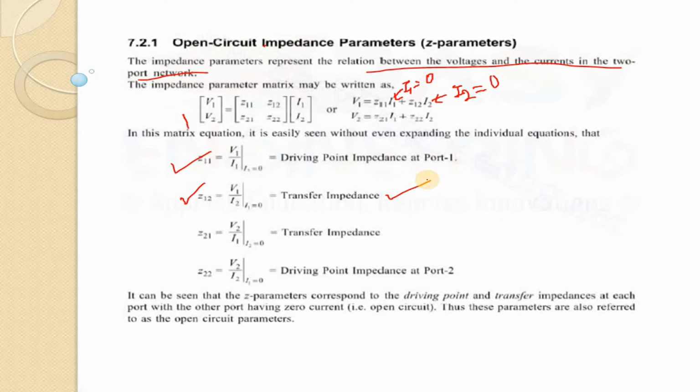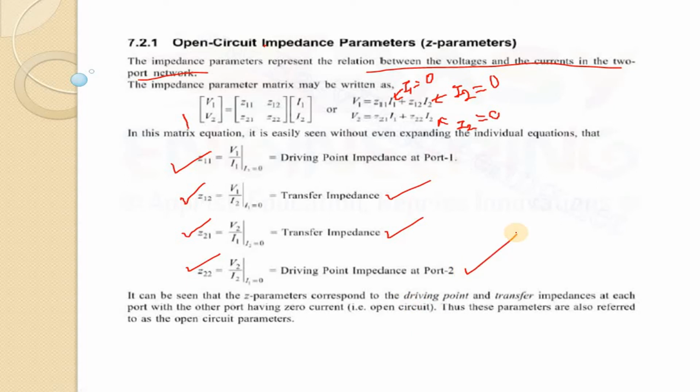Similarly, putting I2 equals 0 in the second equation, we get the value of Z21, which is V2 by I1 when I2 equals 0, and that Z21 is also the transfer impedance. Next, taking I1 equals 0 in the second equation, we get Z22 equals V2 by I2 when I1 equals 0, and that is known as the driving point impedance at port 2.